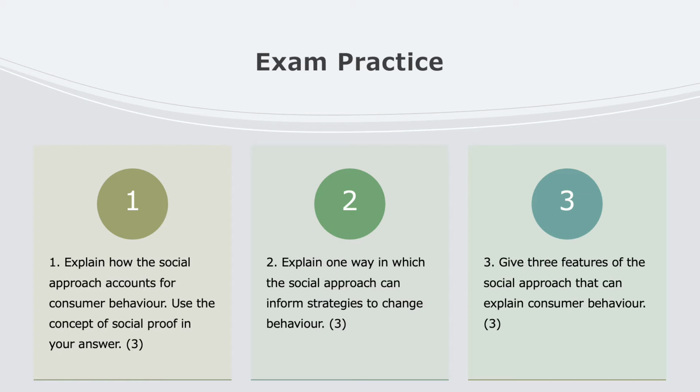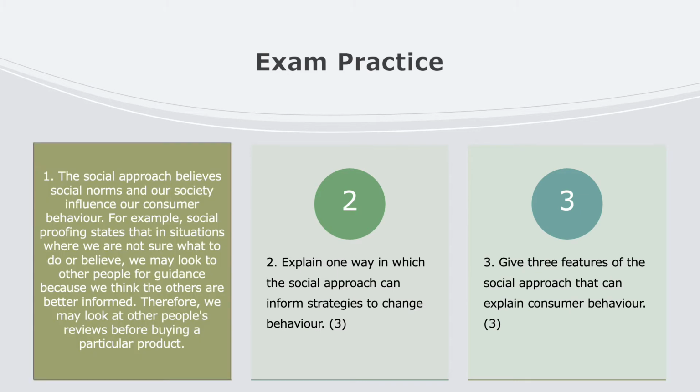So firstly, I gave an overview of what the social approach believes causes consumer behaviour. So I said the social approach believes social norms and our society influence our consumer behaviour. For example, social proofing states that in situations where we are not sure what to do or believe, we may look for other people for guidance because we think the others are better informed. Therefore, we look at other people's reviews before buying a product.